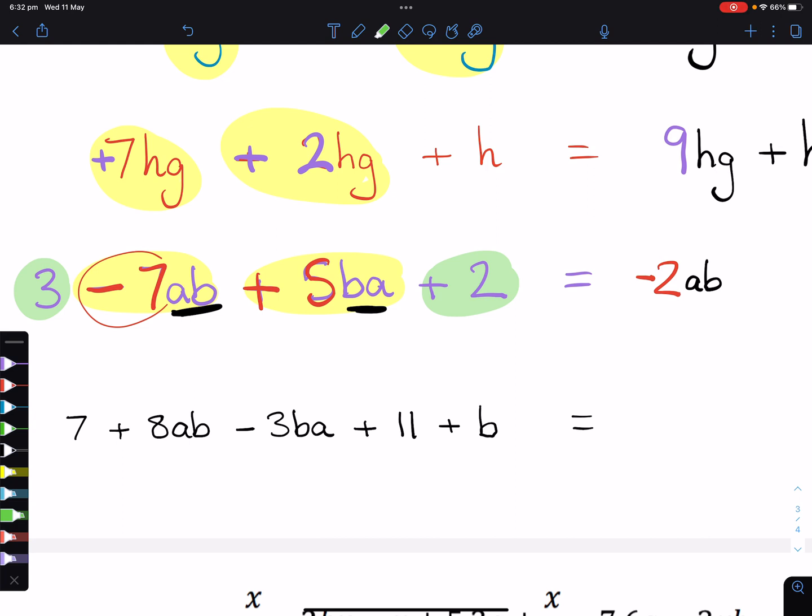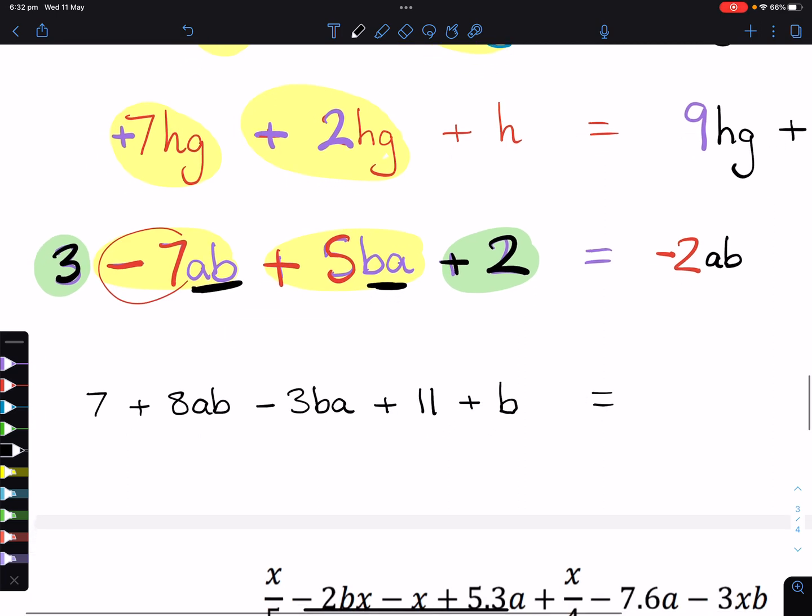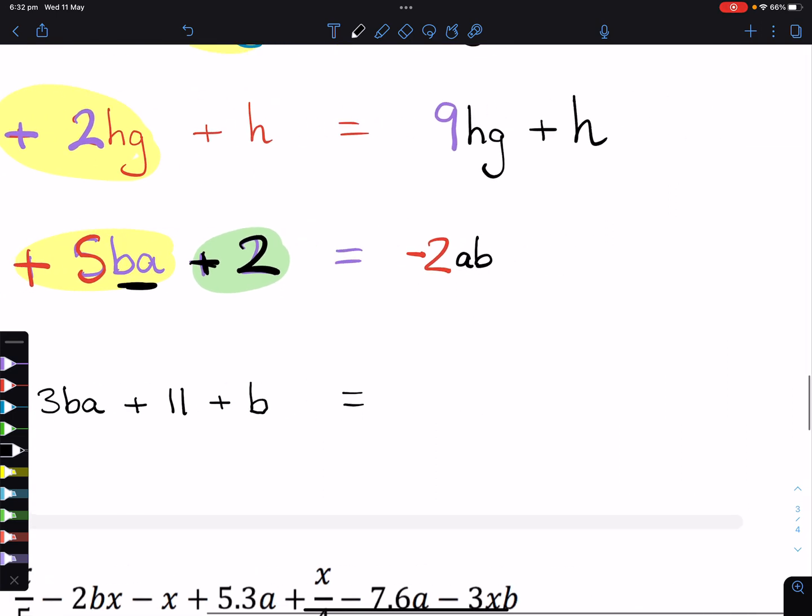These green ones I've highlighted can actually be gathered together as their own thing, because if you think about it, I've got 3 people with no uniform plus 2 more people with no uniform. So surely we can gather them together. So you have to consider the plus sign. There's an implied positive 3 there, plus the 2, so it gives us a positive 5.